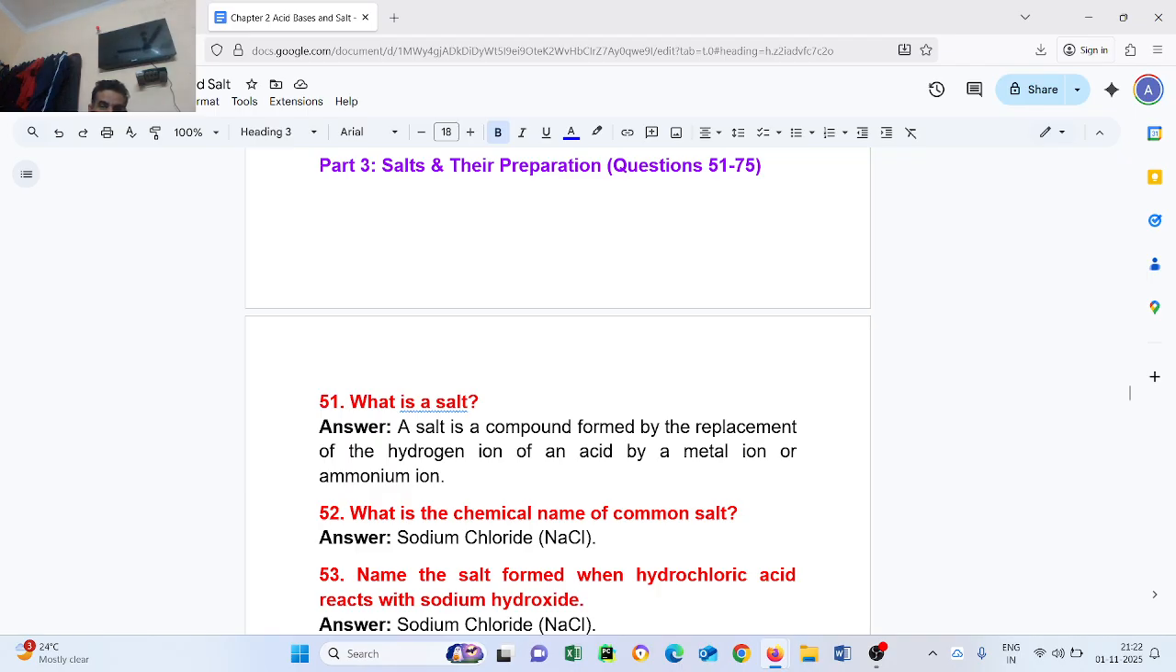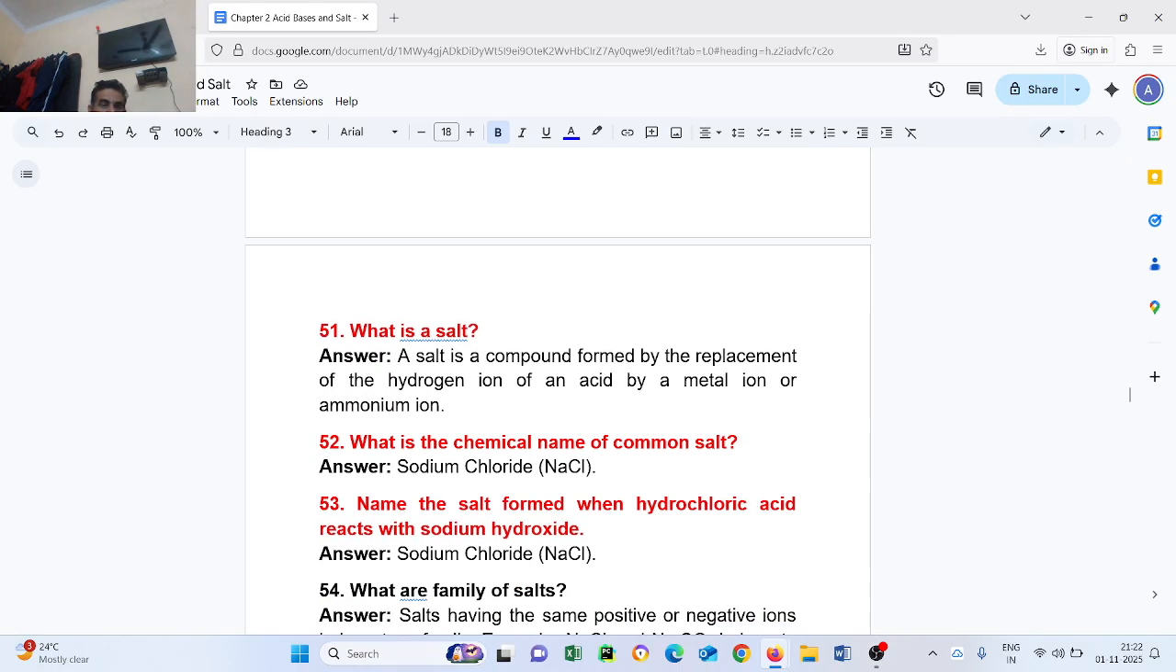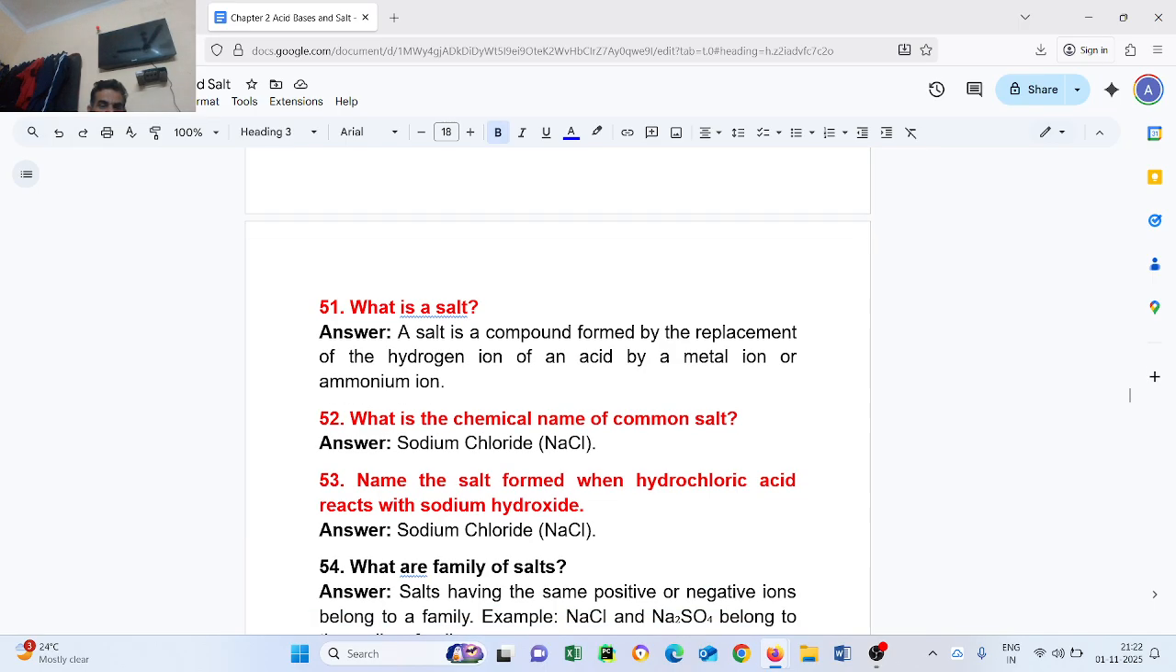Question number 52. What is the chemical name of common salt? Answer: sodium chloride, NaCl. Question number 53. Name the salt formed when hydrochloric acid reacts with sodium hydroxide. Sodium chloride.